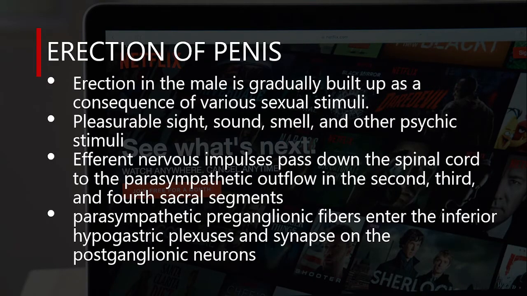So, erection of the penis. Erection in the male is gradually built up as a sequence of various sexual stimuli, like pleasurable sight, sound, smell, and other psychic stimuli. Afferent nervous impulses pass down the spinal cord to the parasympathetic outflow in the second, third, and fourth sacral segments. The parasympathetic preganglionic fibers enter the inferior hypogastric plexus and synapse on the postganglionic neurons.